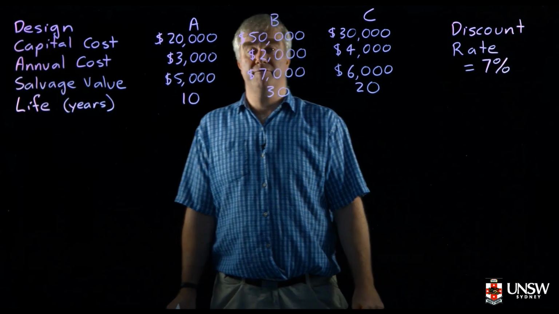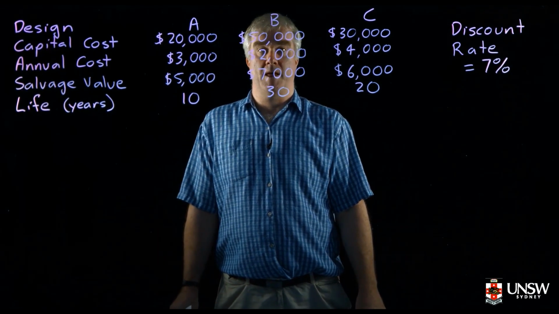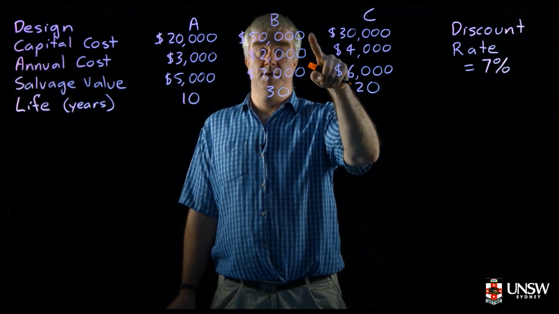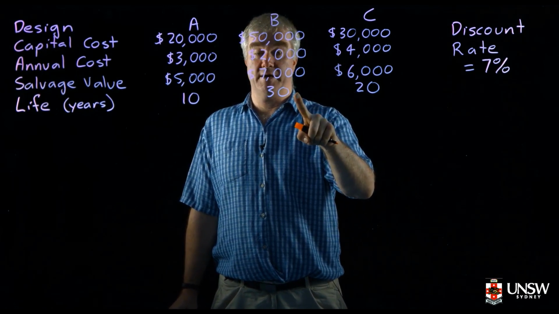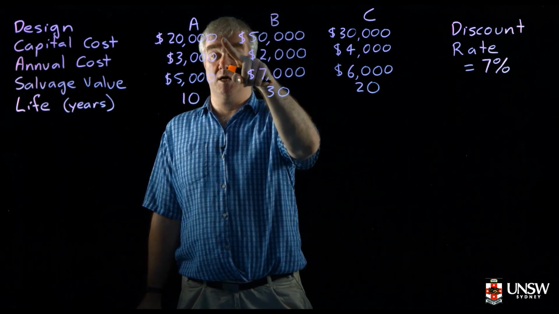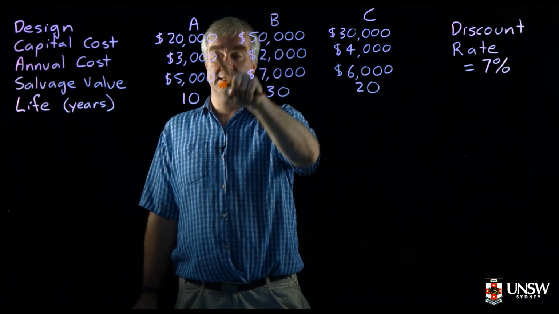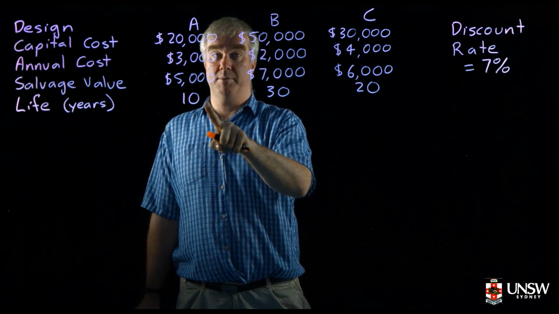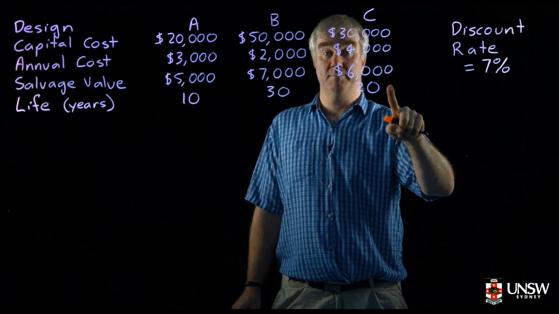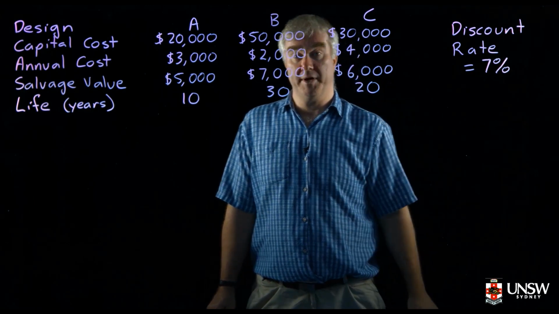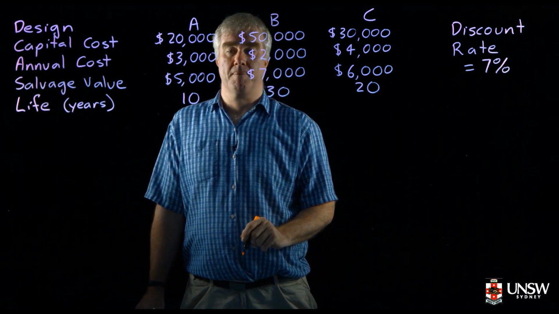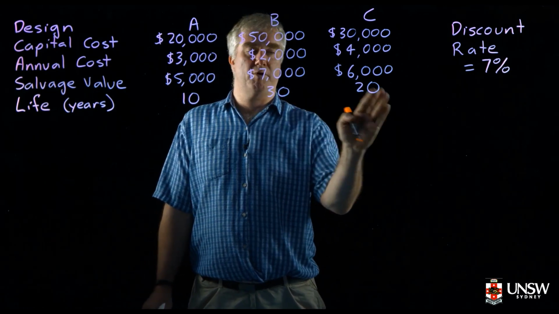So we've got 3 different designs we can use. Project B is the design that costs the most up front, but in return it's going to last the longest. Project A costs a lot less to build in the first place, but in 10 years we'll have to rebuild it. Project C has an in-between cost and an in-between life. What we want to know is which one's the best. So let's start by comparing the different projects.